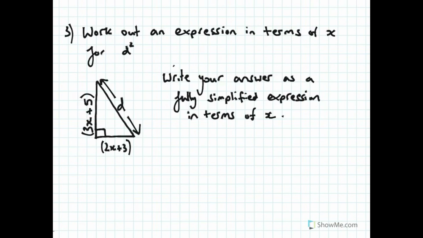It says what's d squared. Now you know a relationship for right angle triangles. You know that the 2 short sides squared and added together equal the long side squared. So actually if I was to write that for this triangle, I get the long side squared equals one of the short sides squared plus the other short side squared. That's a 5 there. So I've got 2x plus 3 all squared plus 3x plus 5 all squared.